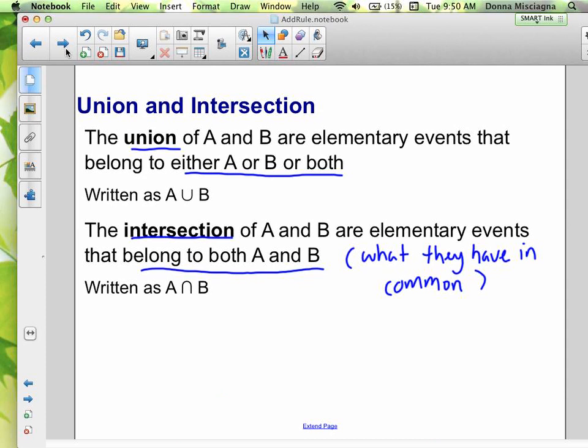Right, union and intersection. So this is for your notes. This is in your notes, and I'm going to just have you add what's written in blue there. So the union of A and B are elementary events that belong to either A or B or both. It's written as the union, so it's that U symbol. It looks like a U. If we turn the U upside down, we have intersection. So the intersection of A and B are elementary events that belong to both A and B. And I want you to add to your notes what they have in common.